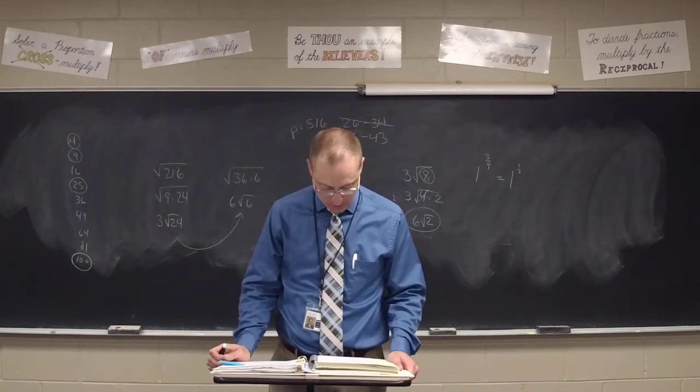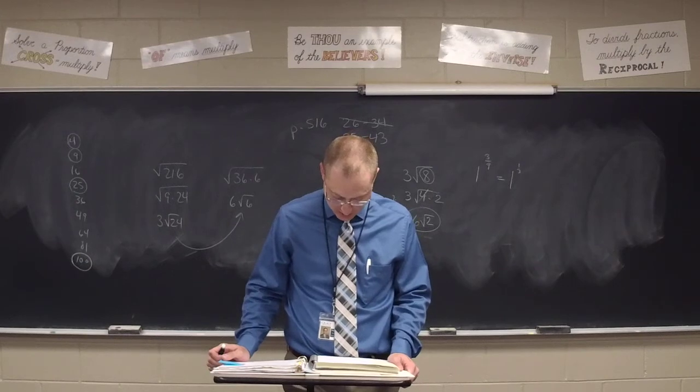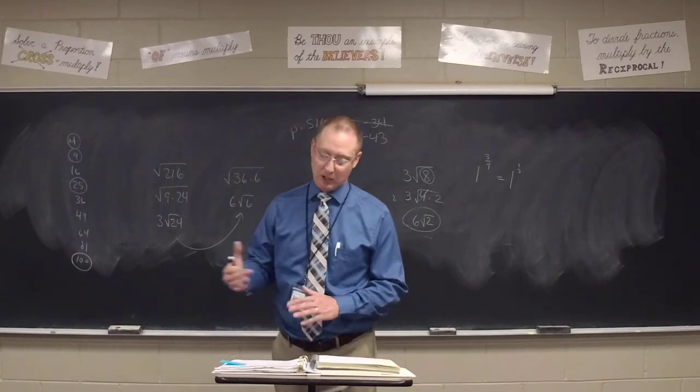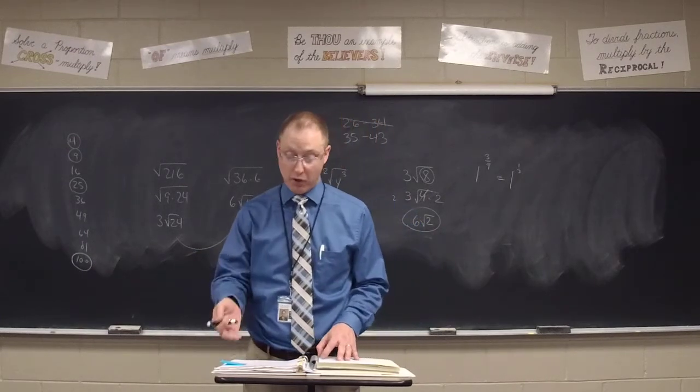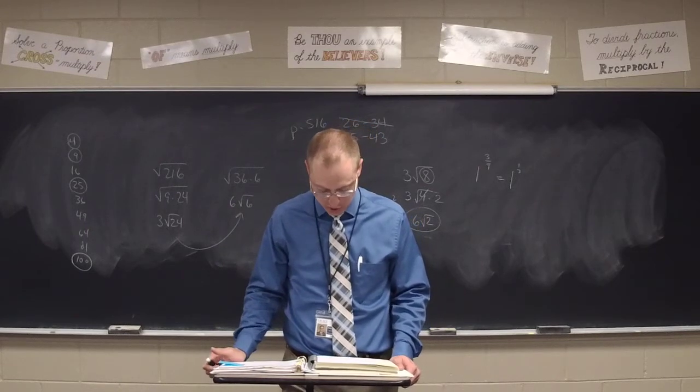Stay with me. Number 42. What did you get for your answer, Aubrey? 6. Good. In a perfect world, you see the 3 times 36. In a more likely world, you see 9 times 12, and then the 12 further factors into 4 times 3. Good job with the a as well. 6a squared times the square root of 3a.